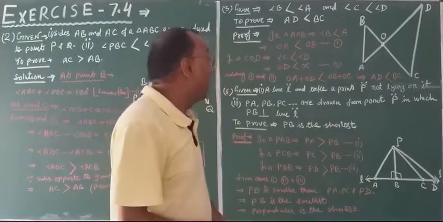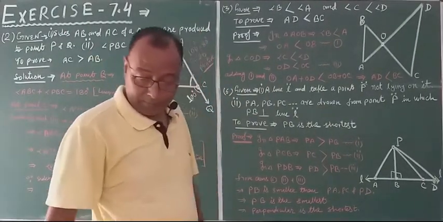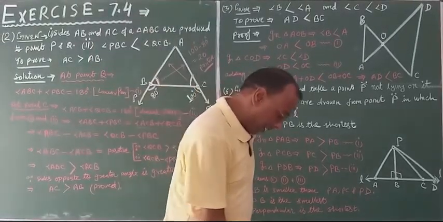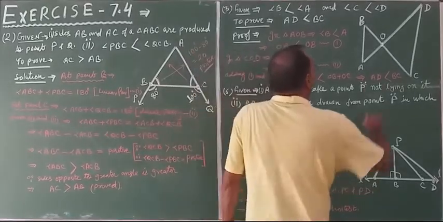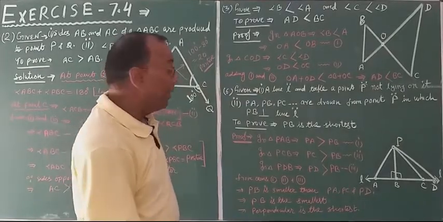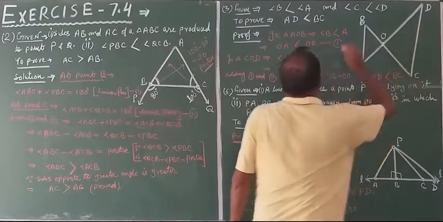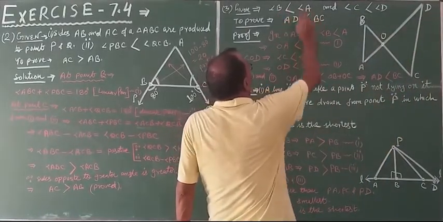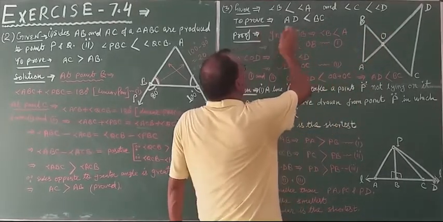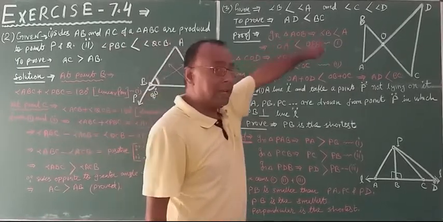Now come to this question. It is given that in the figure angle B is less than angle A. This angle is less than A, and angle C is less than D. This angle is less than D. Therefore, you have to prove AD is less than BC.